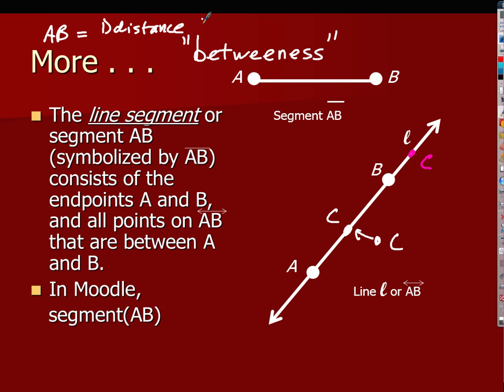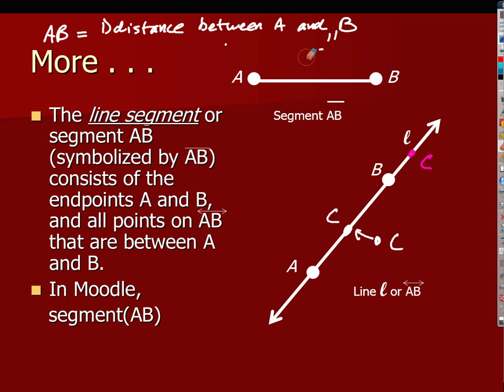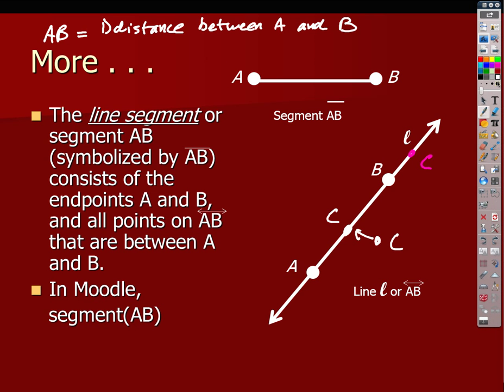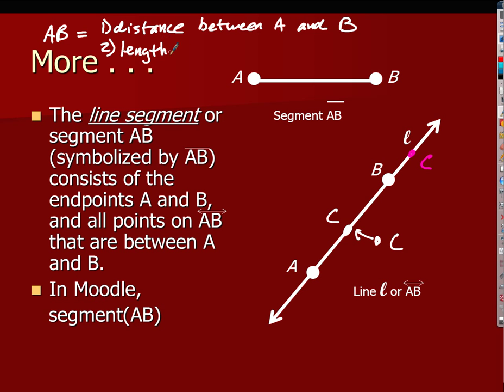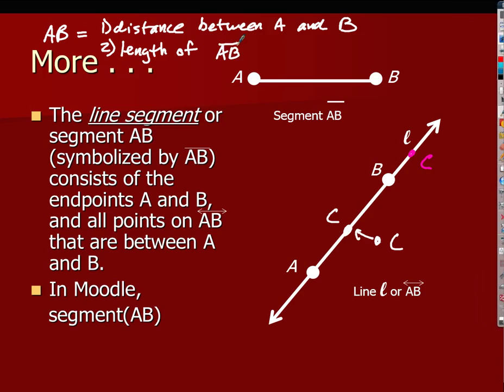the distance between A and B. Let me erase this. This is getting in the way. Or we could alternately define it as the length of segment AB. Which we wrote like that, didn't we? Right?